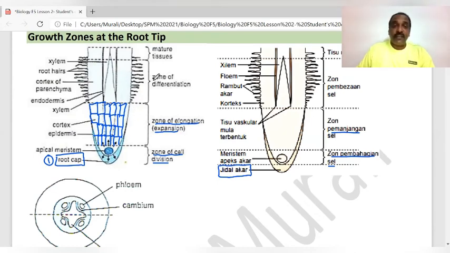Right after that is zone of differentiation ataupun zone pembezaan, pengkhususan. So in this zone, what you can see is they will be given certain specific function. How to identify the zone? Look at the presence of root hairs. Satu, kehadiran root hair.